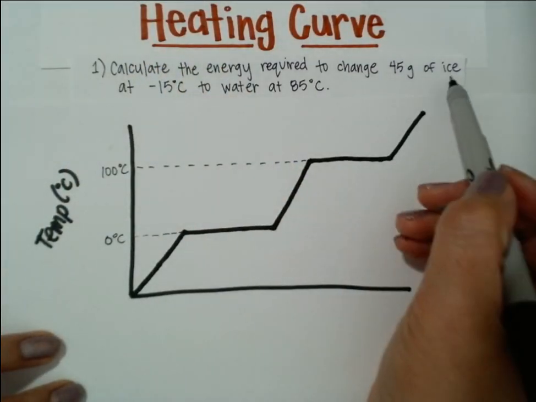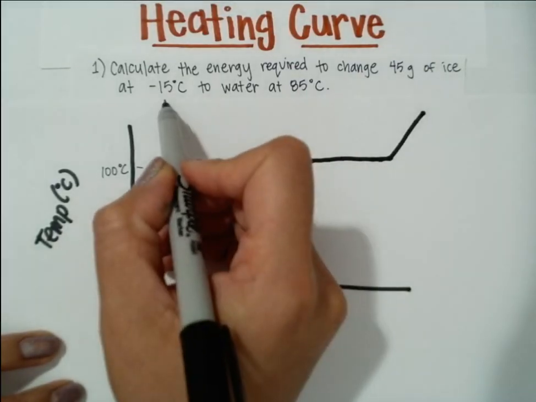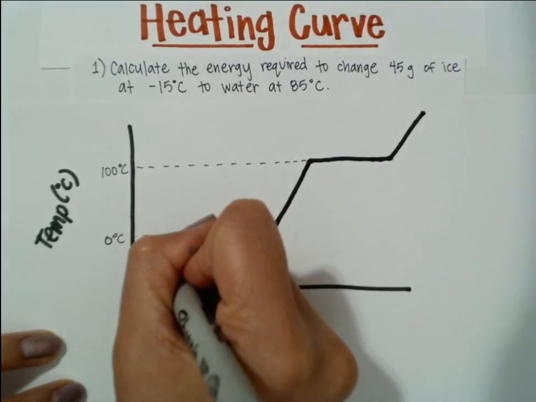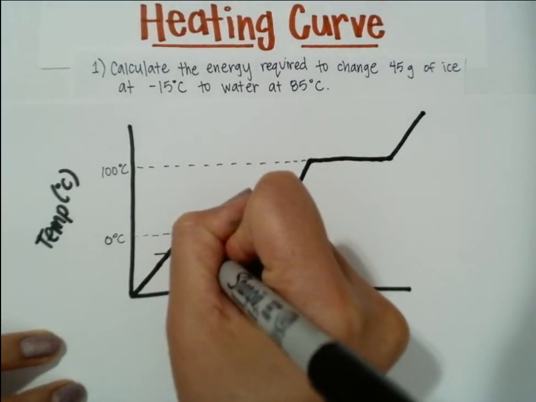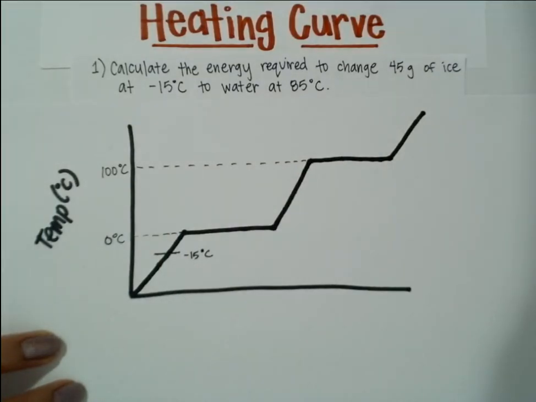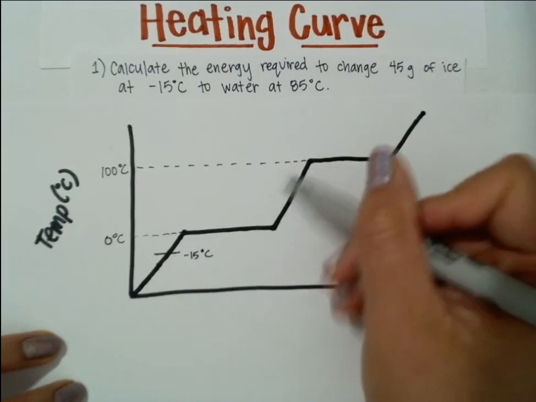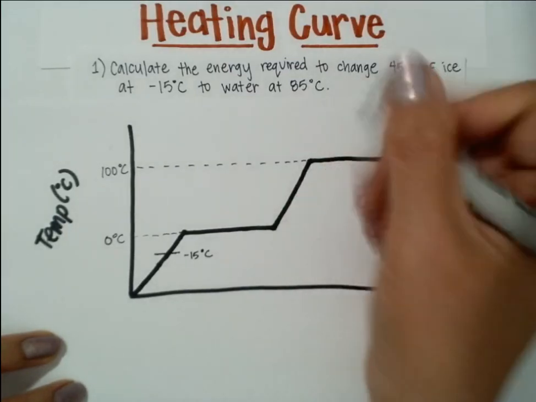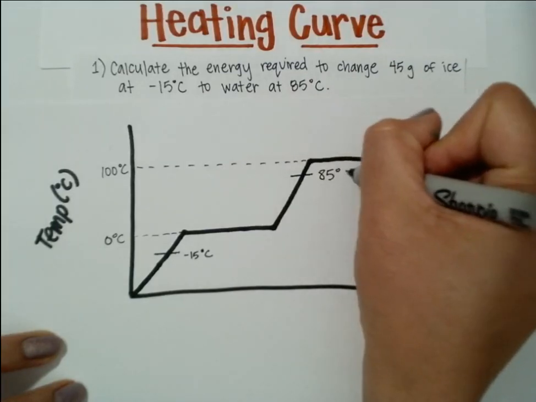So if I'm starting with ice in the solid phase, which is over here, at negative 15 degrees Celsius, I'll just put it about right here. Okay, and that's negative 15 degrees Celsius. Water is in the liquid phase, so I know it's going to be in this section, and it's ending at 85 degrees Celsius, which I'll put about right there.